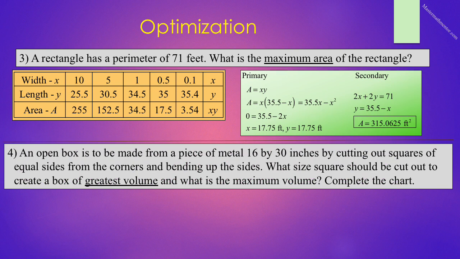Number 4 reads, an open box is to be made from a piece of metal 16 by 30 inches by cutting out squares of equal sides from the corners and bending up the sides. What size square should be cut out to create a box of greatest volume? And what is that maximum volume? Complete the chart. Shown is the piece of metal 16 by 30. We now cut out little squares from each of the corners.